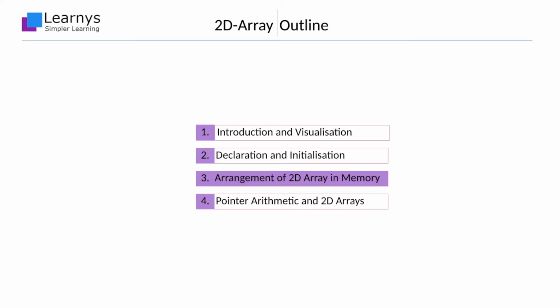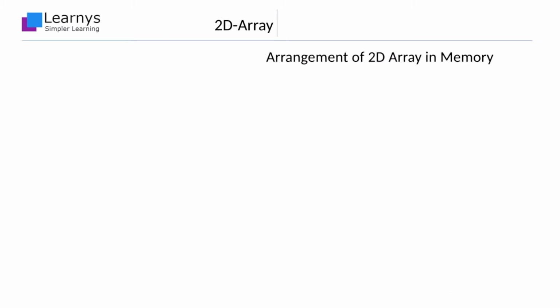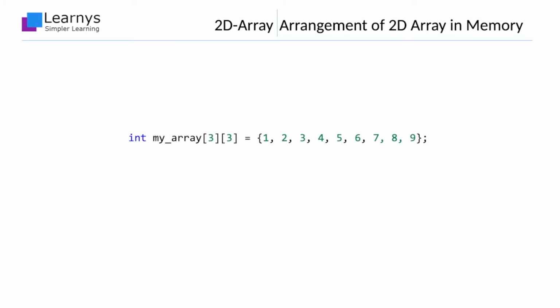In this section, we will understand the memory representation of two-dimensional arrays. This concept is essential for better understanding of some of the two-dimensional array operations. Consider this statement. This statement declares and initializes a two-dimensional array having 3 rows and 3 columns.